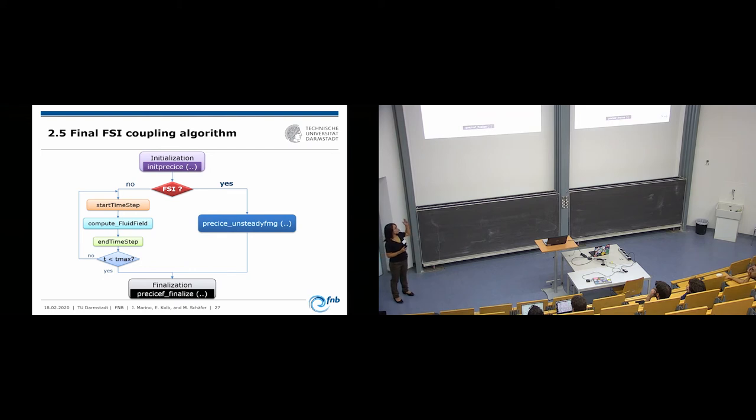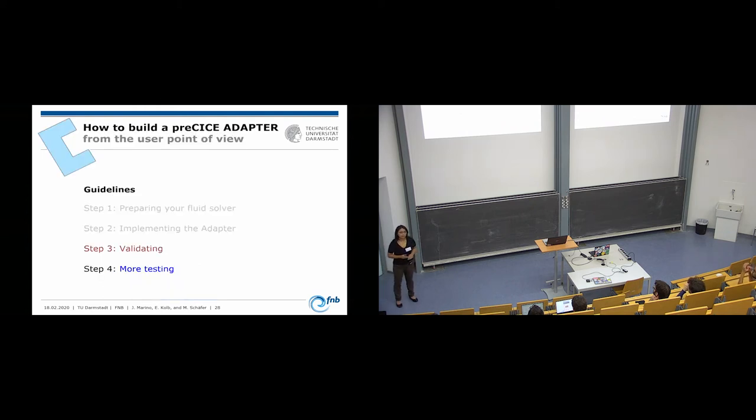After that, the program decides if the case is FSI or not. In the case of FSI, we call our function preCICE unsteady FMG, and we run all the subroutines for FSI. Otherwise, you make the standard calculation. And in the finalization part, obviously, you need to finalize the communication with preCICE. With this algorithm, we can now do the validation.